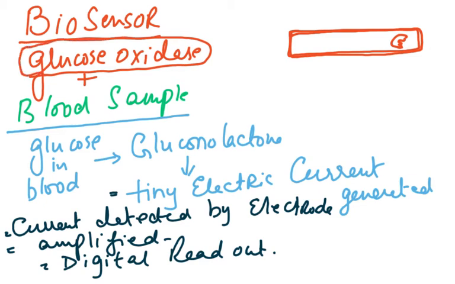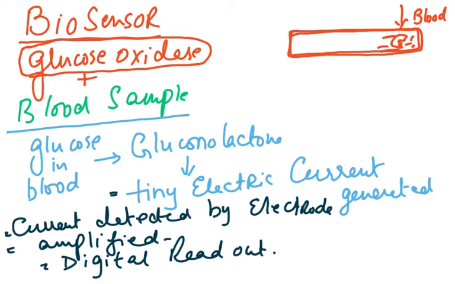But what you need to add to it is a blood sample. So you prick your finger and you need to add just a drop of blood to this. When the drop of blood is added to it, and then you put it in a machine, this machine is going to give you a digital readout.